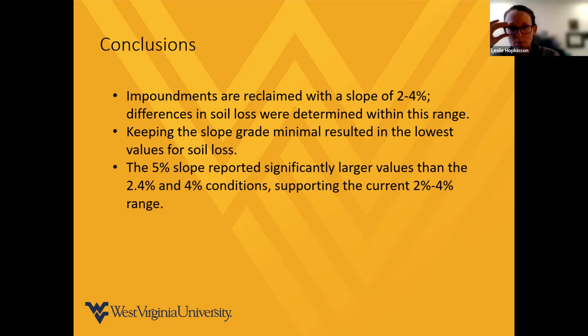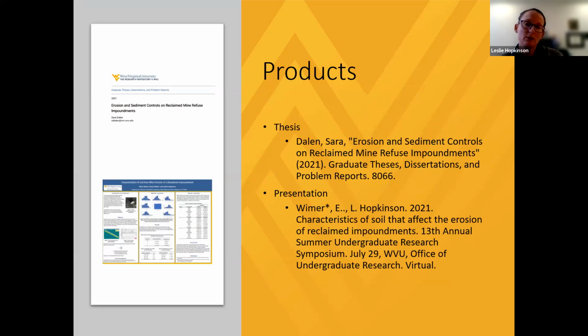From the information and the characterization of the site that we did, we are now moving forward with a new project funded by the Office of Surface Mining, where we're considering a watershed-based approach to reclamation of similar types of impoundments. And we're using this as a case study, as a field site in that existing project as well. A few products, if you want to learn more: we have a student thesis related to the initial setup of the WEPP model, and our more recent results were presented in a poster at the Summer Undergraduate Research Symposium at WVU, and that information is available online.